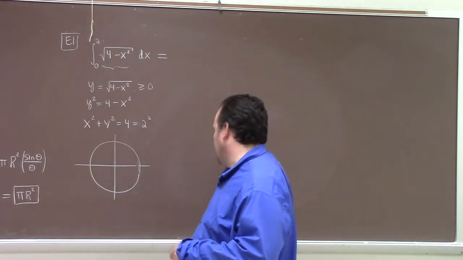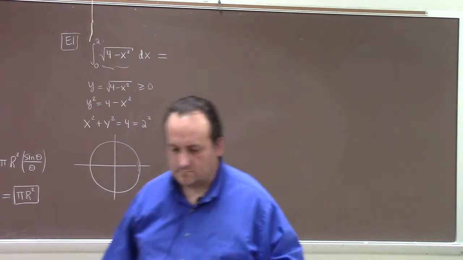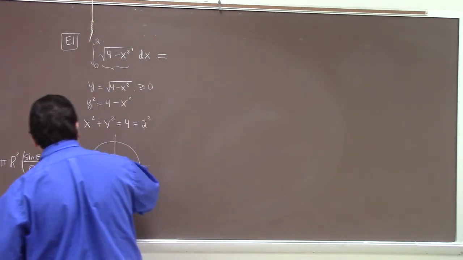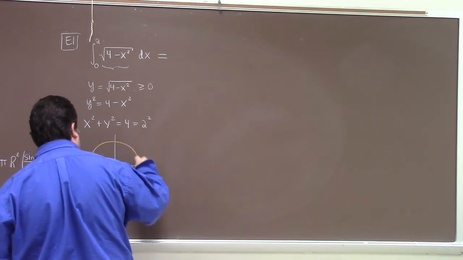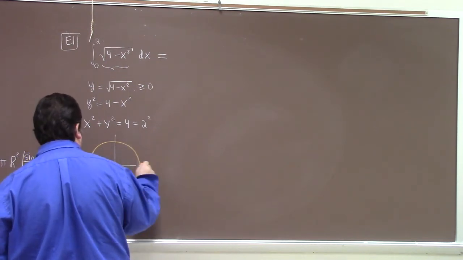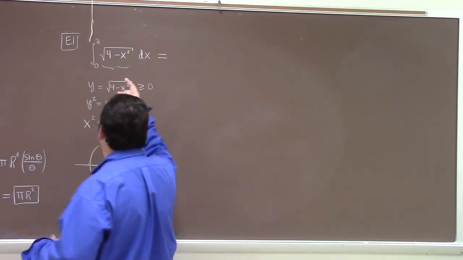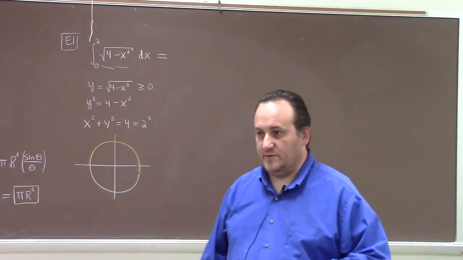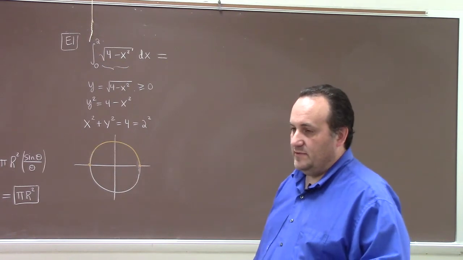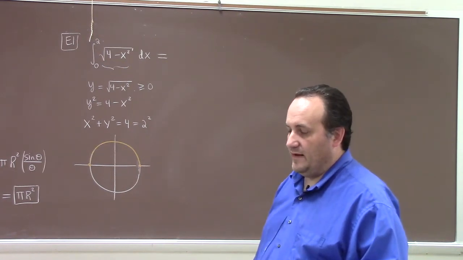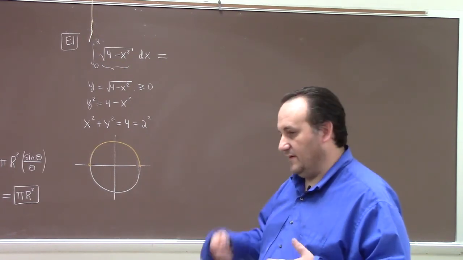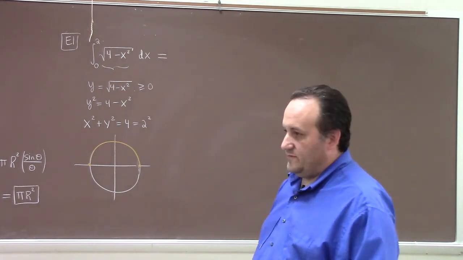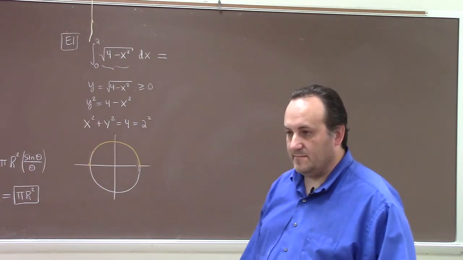So actually, the graph of the integrand is just this, the graph of y equals the square root of 4 minus x squared. That's the sum total of it, because beyond plus or minus 2, you're taking the square root of a negative number, so you can't graph it. So the graph of the square root of 4 minus x squared is a half circle.